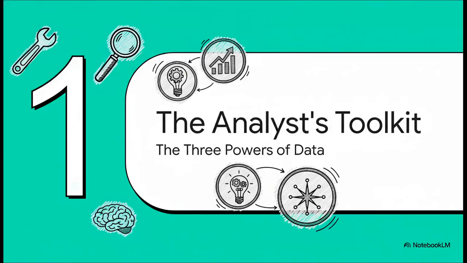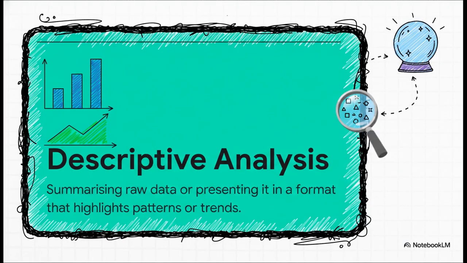Okay, before we start our journey, we need to talk about the toolkit. You can think of a data analyst as having three fundamental powers at their disposal. And if you understand these three, you'll understand the whole process. First up is descriptive analysis. This is basically the power to see the past with perfect clarity. It takes a giant, messy spreadsheet of raw data and boils it down into something simple and understandable, like a chart. It doesn't tell you why something happened, it just shows you exactly what happened.